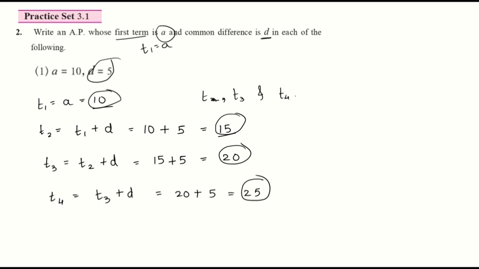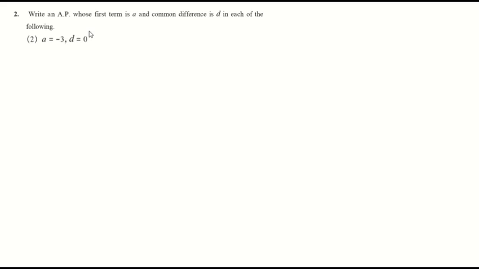Okay, so we have got our AP now. Therefore, the required AP is: what is T1? 10, comma, T2 is 15, comma, 20, comma, 25 and so on. In the same way, we have the next question.